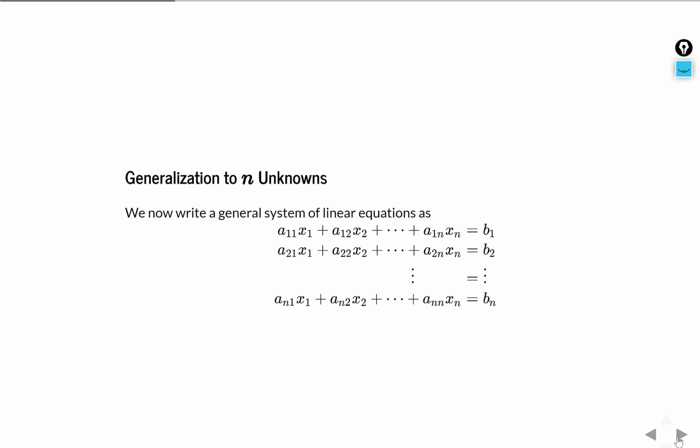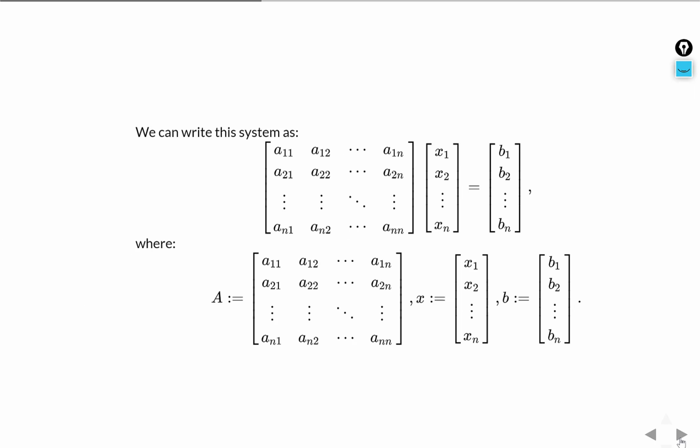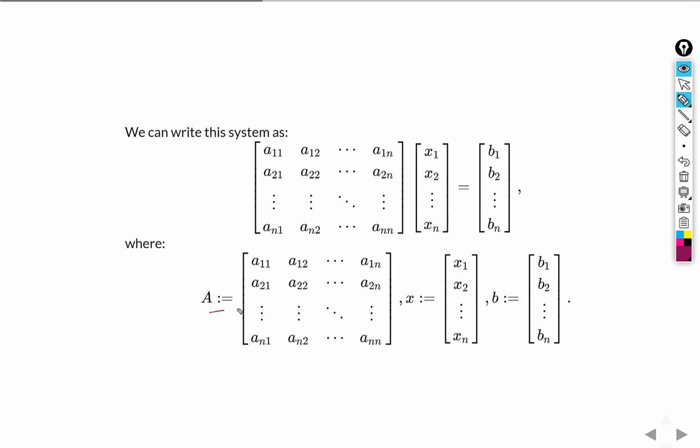We can generalize this idea if we have a system of linear equations with n unknowns. We can define matrix A to be an n by n matrix of the coefficients. We can define X to be a column n vector of the variables, and we can define B to be a column vector of the right hand side. This notation is compact and convenient, and we can write these equations as A times X equals B.